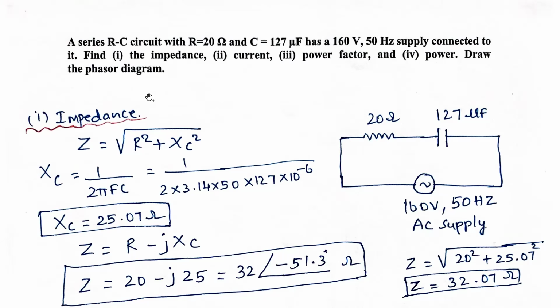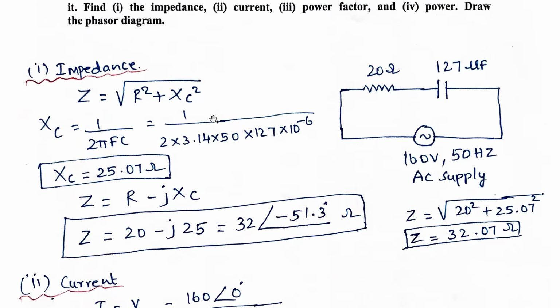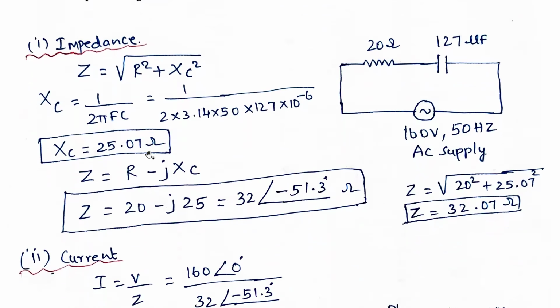Now find the impedance. Impedance Z is equal to root of R square plus XC square. Next we need to calculate XC, because R we know. XC is 1 by 2 pi F C. So 1 divided by 2 into 3.14 into 50 into capacitance 127 microfarad, that is 127 into 10 to the power minus 6. If you calculate this using your scientific calculator, the answer is XC equal to 25.07 ohms.